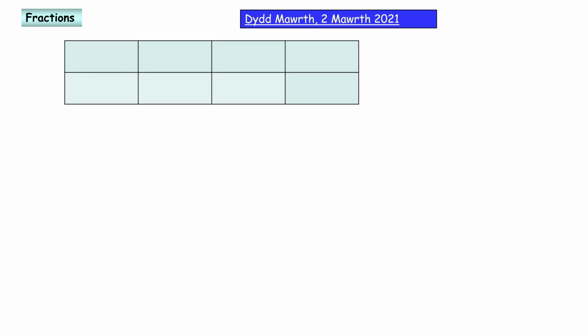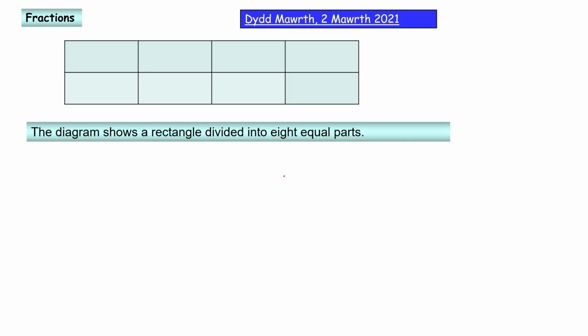Okay, so fractions. We've got this rectangle here, and it's divided up into 1, 2, 3, 4, 5, 6, 7, 8 portions. Okay, so looking at those 8 then, 8 equal parts. Very good.